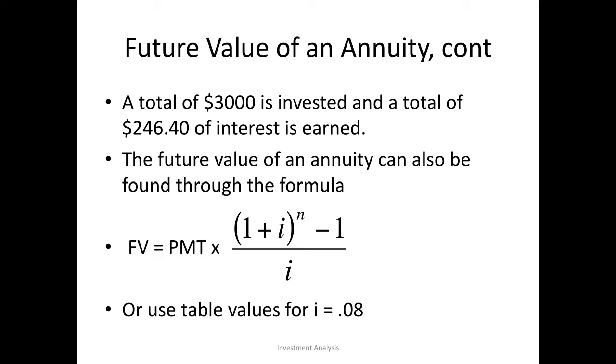And it says the future value equals the payment, that's the annuity, times 1 plus the interest rate, all raised to the power n, minus 1, all divided by I.